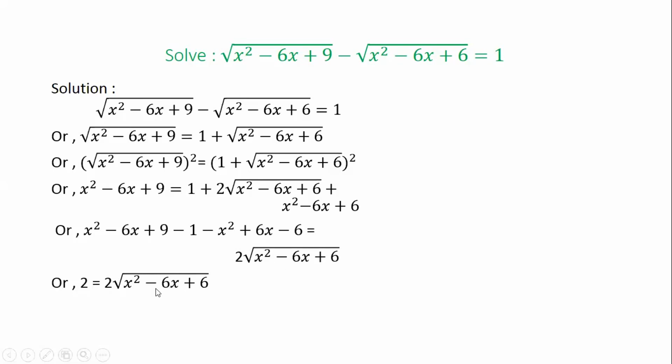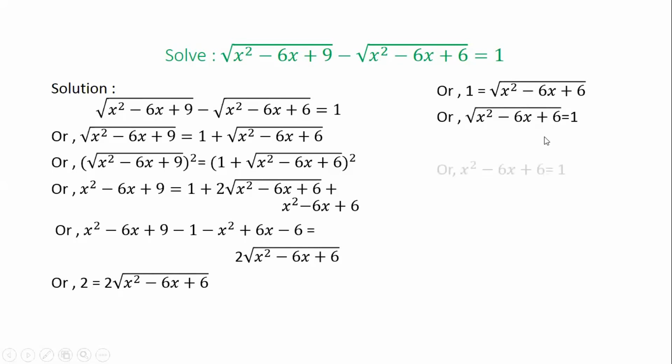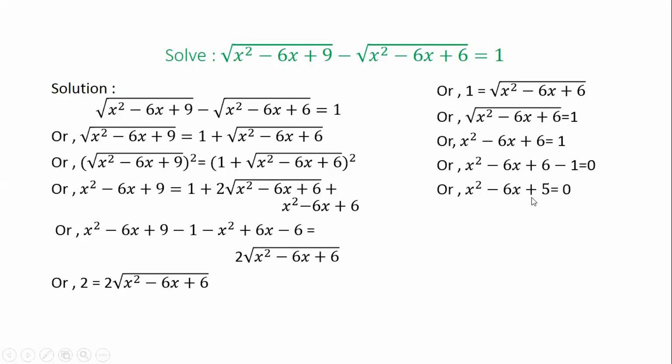This term remains unchanged. If we divide this equation by 2, then we get this equation. If we change the sign, then we get root over x square minus 6x plus 6 equal to 1. If we take square on both sides, then we get x square minus 6x plus 6 equal to 1. If we change the side of 1, then we get x square minus 6x plus 6 minus 1 equal to 0. After calculating 6 minus 1 equal to 5, then we get x square minus 6x plus 5 equal to 0.